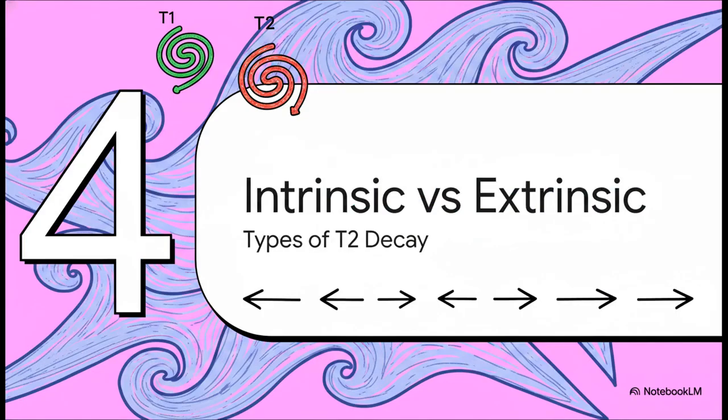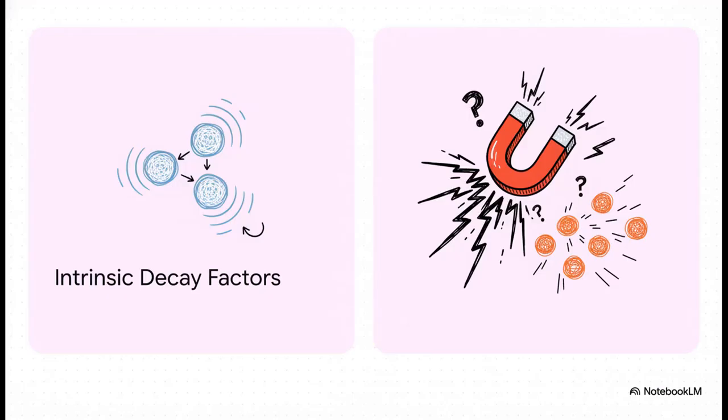Which brings us to section 4, intrinsic spin versus extrinsic decay. Now, T1 is usually fairly straightforward for most folks, but T2 decay? That one often trips up grad students. So let's take a closer look at the nuanced differences in transverse decay. Look at the stark difference here between true intrinsic T2 decay and the much faster T2 star decay.